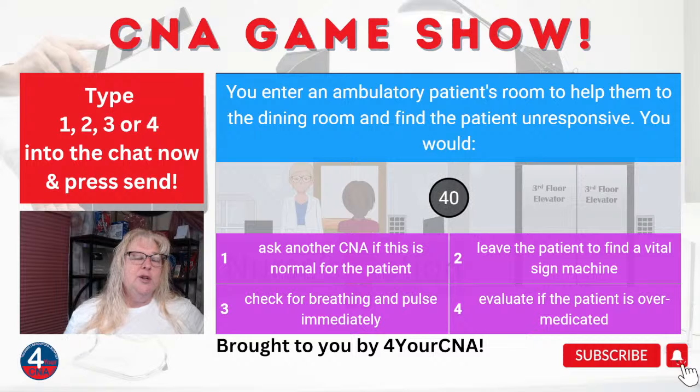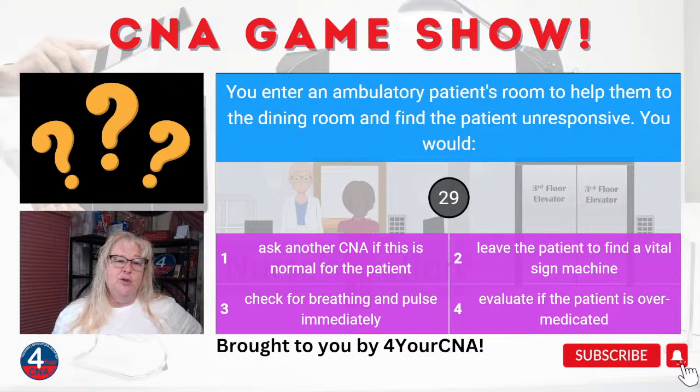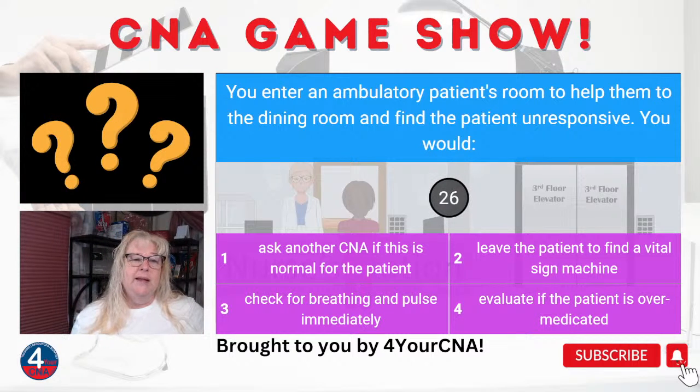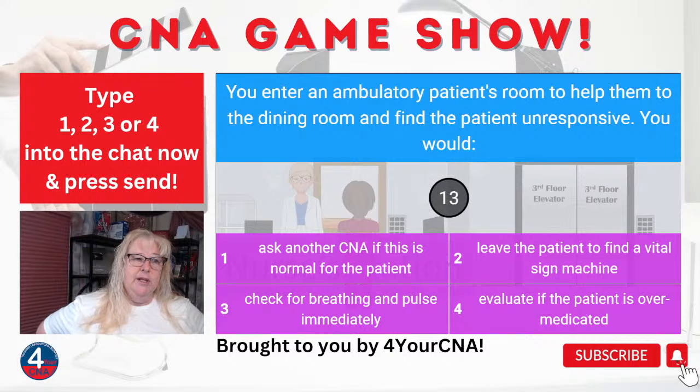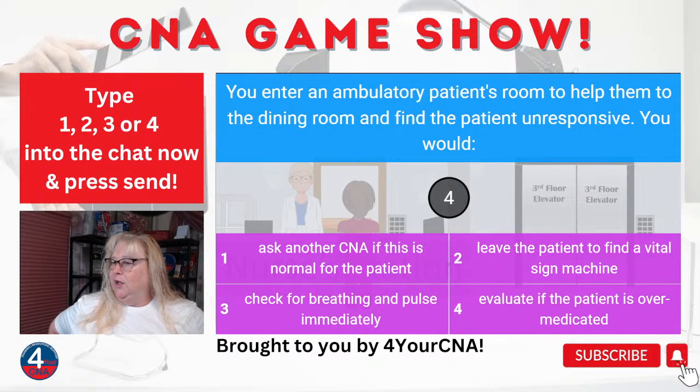You enter an ambulatory patient's room to help them to the dining room and find the patient unresponsive. You would, 1, ask another CNA if this is normal for the patient. 2, leave the patient to find a vital sign machine. 3, check for breathing and pulse immediately. Or 4, evaluate if the patient is over-medicated. So you enter an ambulatory patient's room to help them to the dining room and find them unresponsive. What do you do? Go ahead and type in your answer.